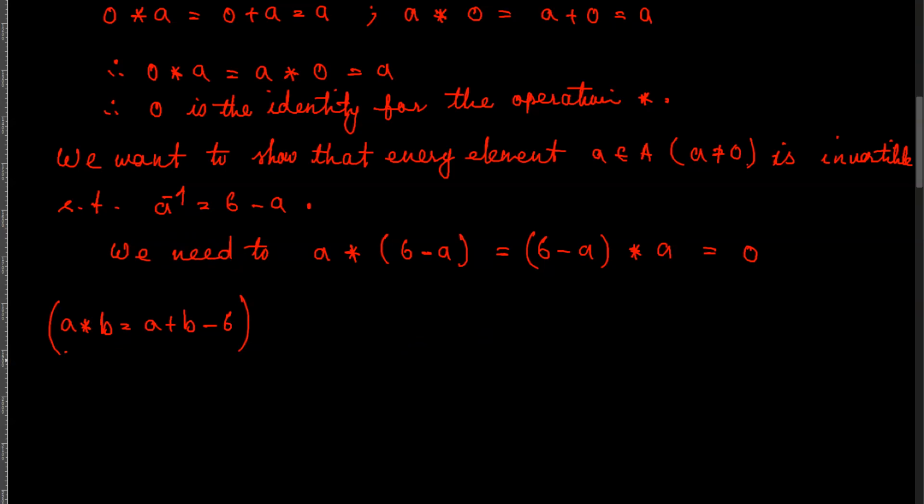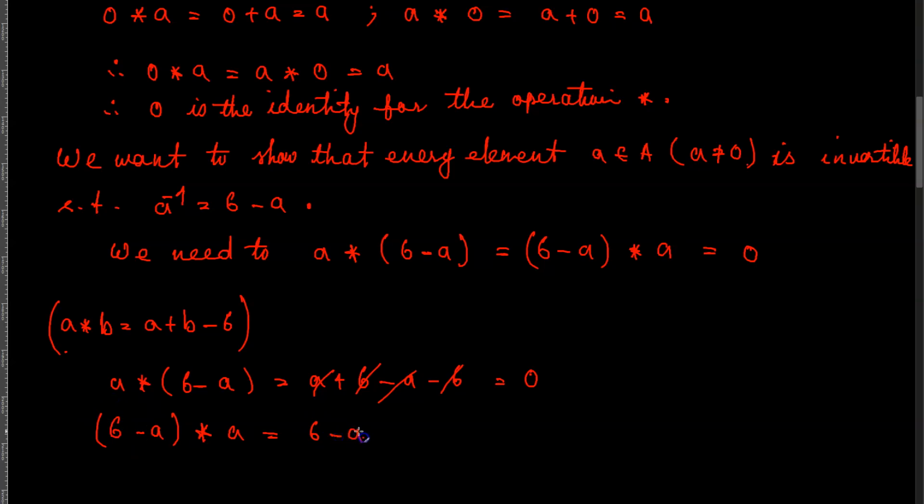So what that means is that now, if I write A star 6 minus A, that is going to be equal to A plus B minus 6, which is A plus 6 minus A minus 6, and these two will be cancelled out. You'll be left with 0. Also, if I calculate 6 minus A star A, that's going to give me again A plus B minus 6. So this is going to be 6 minus A, and plus B, which is A, minus 6. Again, you can cancel these out and you'll get a 0.